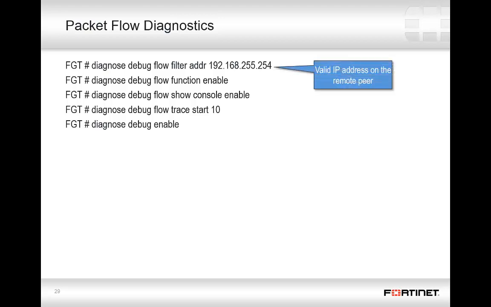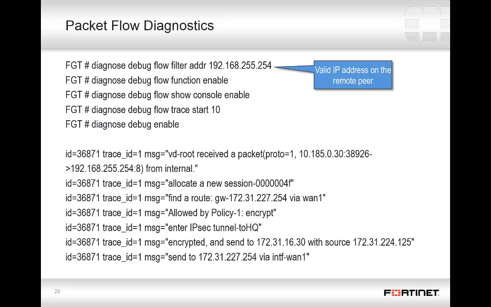With the first command, diag debug flow filter, set the filter that identifies which traffic to monitor. For IPSec, we usually filter with a valid IP address in the remote site. Then we enter the other four commands and send traffic to that remote IP address. For example, we can try to ping the remote IP address from our local site. If successful, we should see an output similar to this.